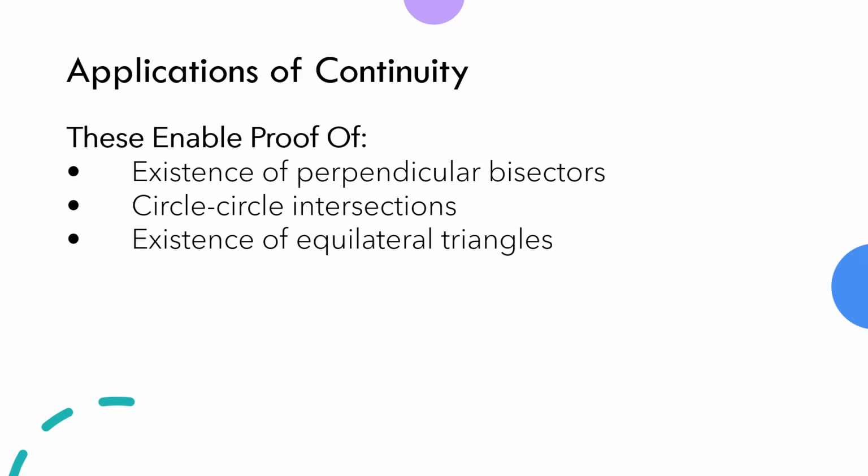Another is the existence of equilateral triangles. If you can still remember from grade 7, you can construct an equilateral triangle by drawing a circle centered at A with radius AB, and then another circle centered at B with radius AB. The circles intersect at point C by the circular continuity principle, and you can now have triangle ABC, which is an equilateral triangle.